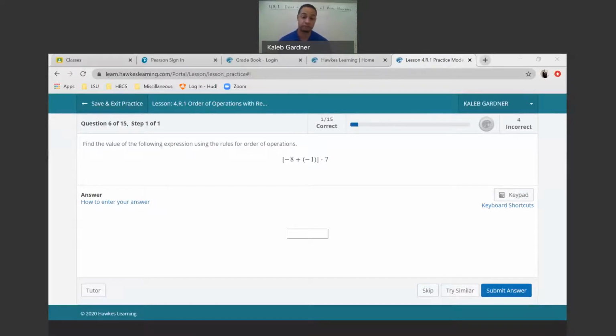We do that first. -8 plus -1, that's kind of like that money situation, right? If you are in debt or owe $8 already and you borrow another $1, now you owe 9. So -9 is the result of adding those two. Now we multiply that -9 times 7. A negative times a positive is a negative, and 9 times 7 is 63.